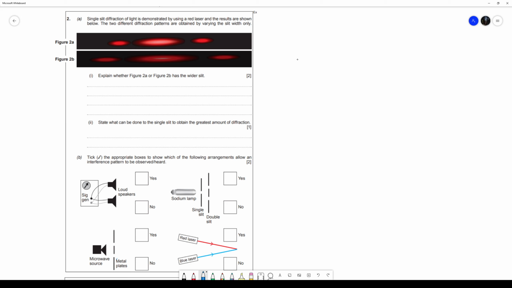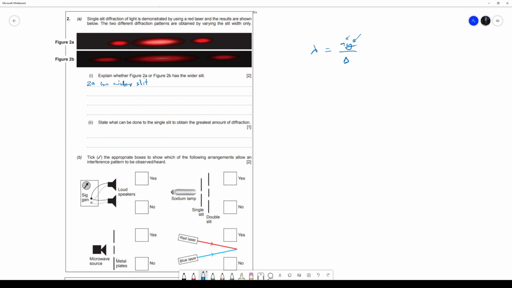What we know about diffraction, if you think about lambda equals AY over D, A is the aperture, Y is the size of the spread. So as A gets smaller, Y gets bigger. So it's B that has the wider spread and therefore must have the narrower slit. So 2A must have the wider slit, because it's a narrower spread of diffraction.